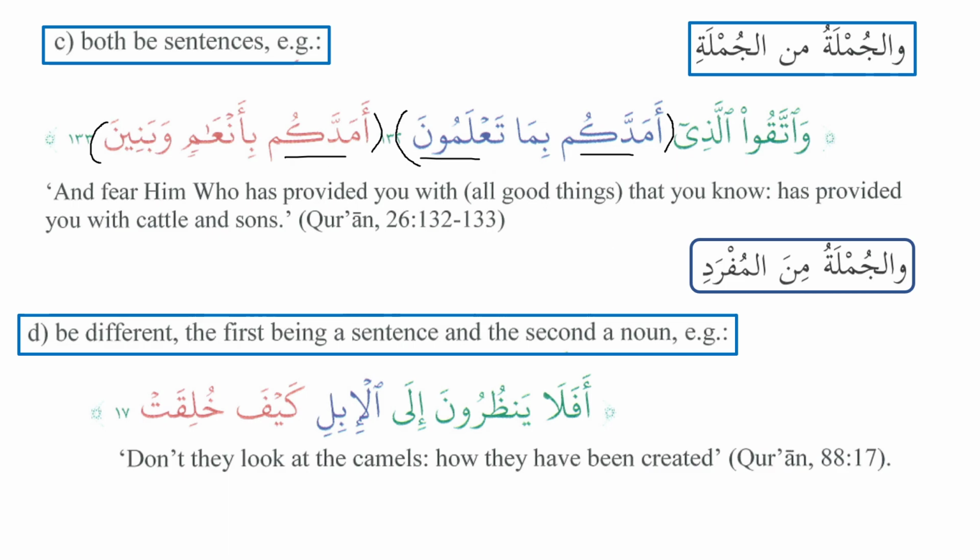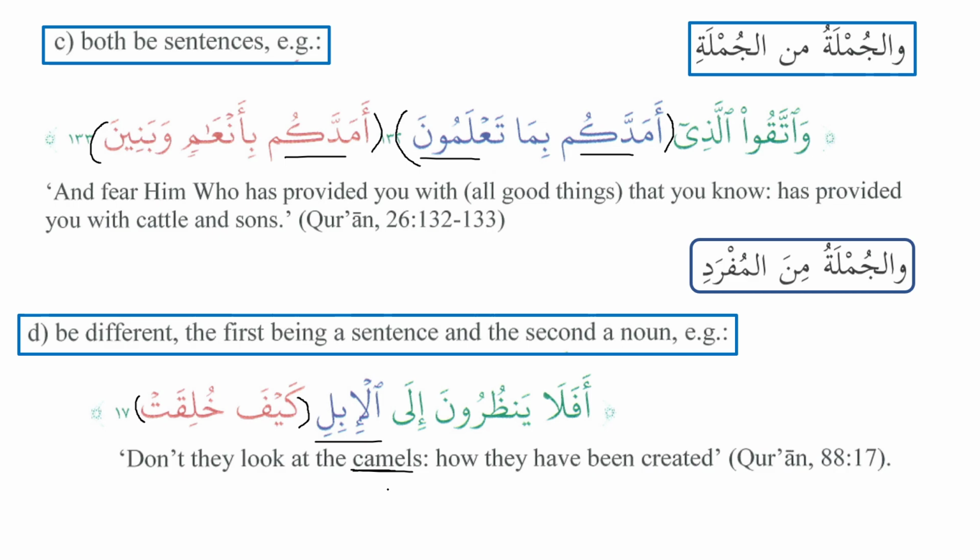Wal jumlatu min al mufradi, and they can be different, the first being a sentence and the second a noun, or vice versa. So afala yanzuruna ila al ibili kayfa khuliqat. So al ibili is mufrad and kayfa khuliqat is the complete sentence over here. Al ibil, so what's basically ibil? Camels? She camel, Ustad. The she camel is naqa, and then we have camel, which is jamal, and the whole race of camels is called ibil.